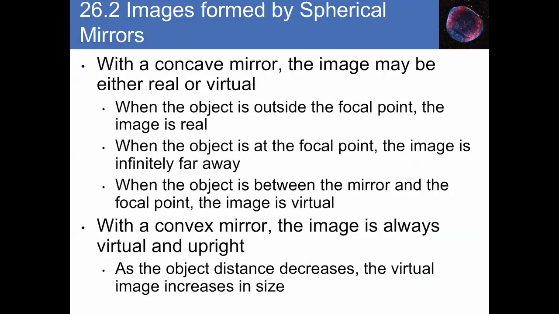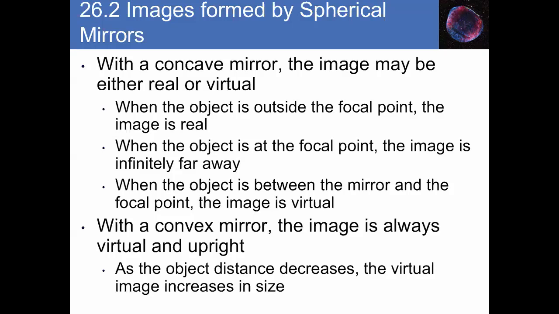All right, so to summarize everything. With the concave mirror, the image may be either real or virtual. When the object is outside the focal point, the image is real. When the object is at the focal point, the image is infinitely far away. That means we can say then there is no image. When the object is between the mirror and the focal point, the image is virtual. With the convex mirror, the image is always virtual and upright. And as the object distance decreases, the virtual image increases in size.